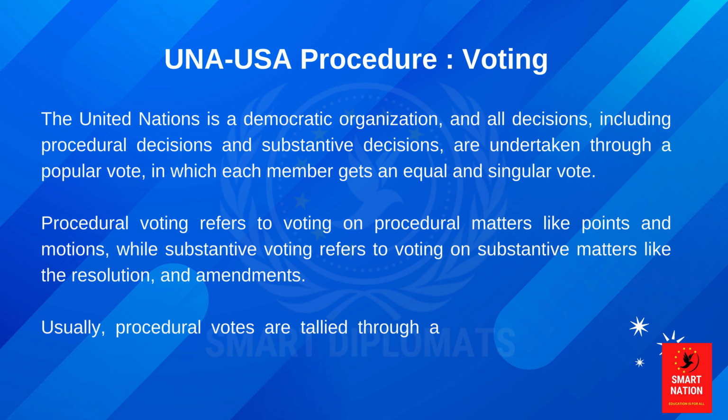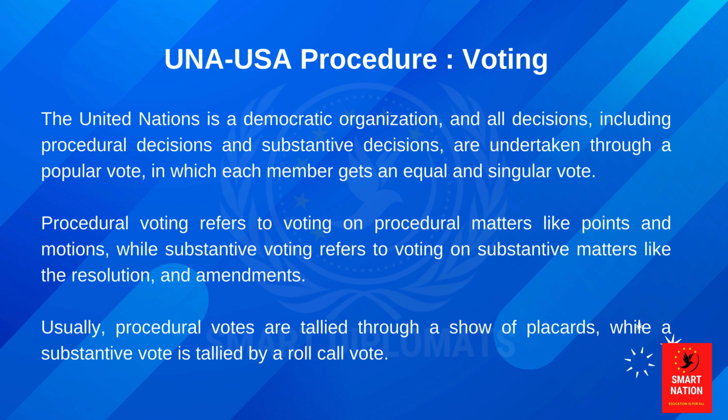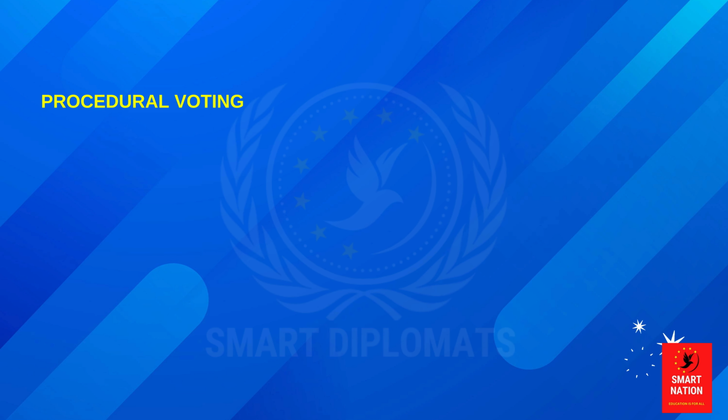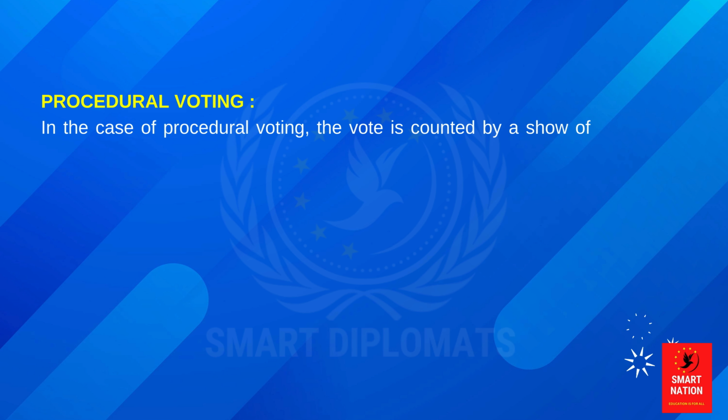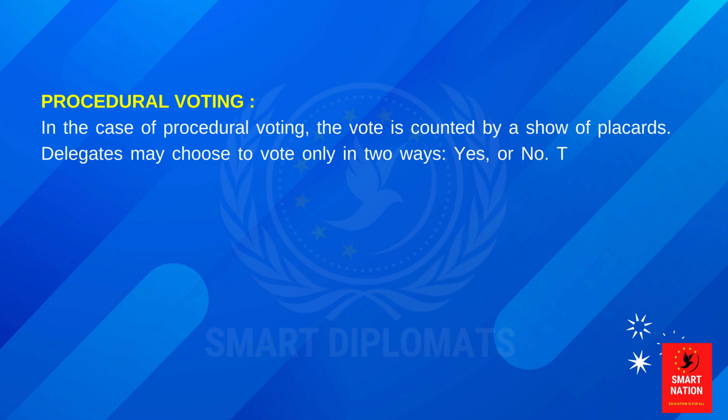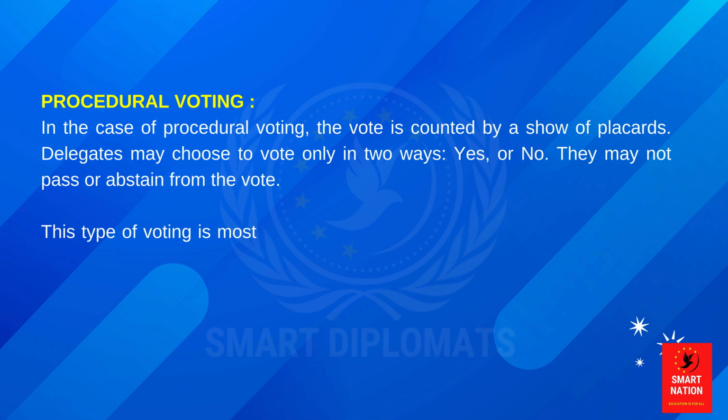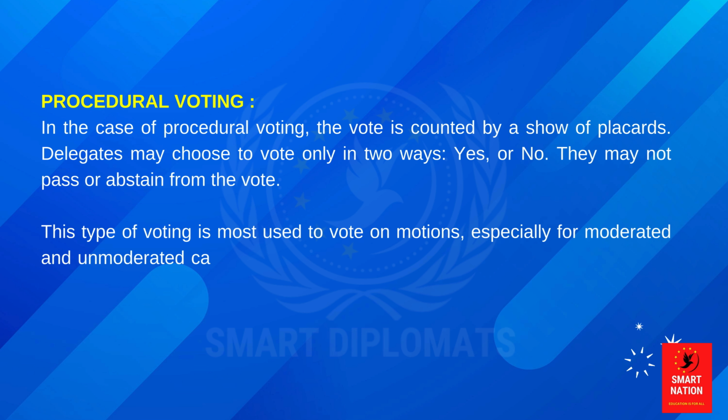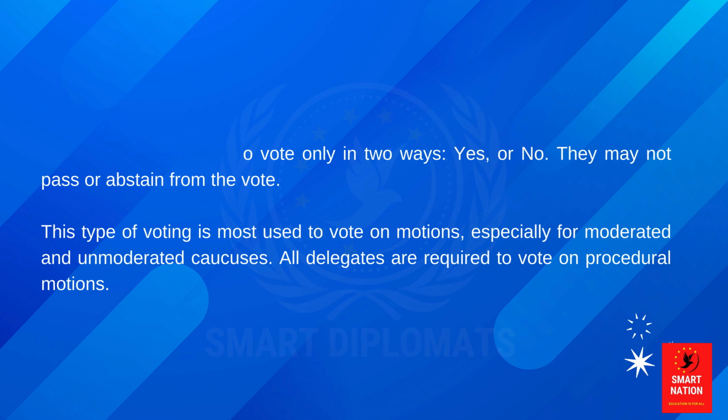Usually, procedural votes are tallied through a show of placards, while a substantive vote is tallied by a roll call vote. Procedural voting. In the case of procedural voting, the vote is counted by a show of placards. Delegates may choose to vote only in two ways, yes or no. They may not pass or abstain from the vote. This type of voting is most used to vote on motions, especially for moderated and unmoderated caucuses. All delegates are required to vote on procedural motions.